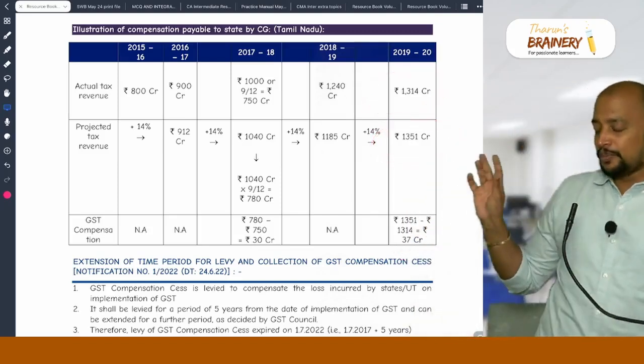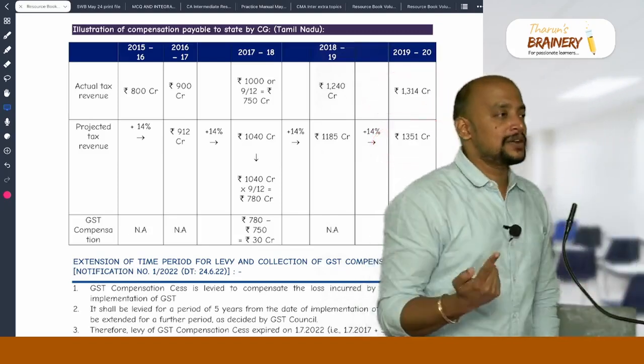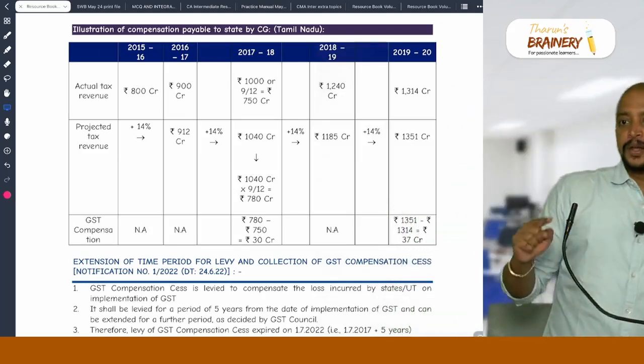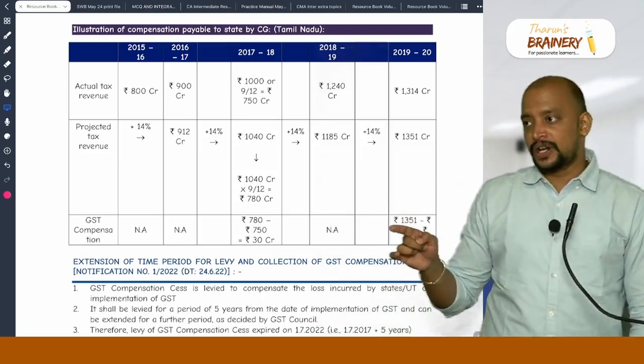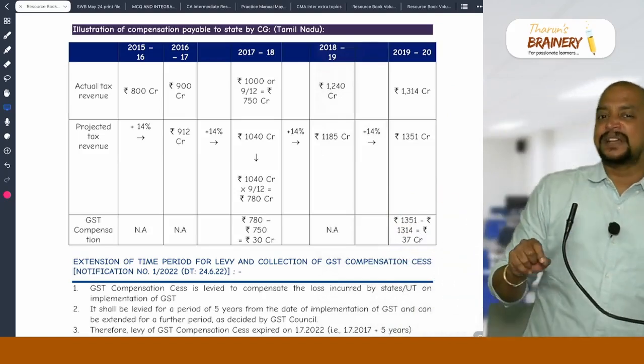What are the few points that we need to understand from this? How to calculate the compensation payable? Projected revenue minus actual revenue. And what will be taken as the base year?